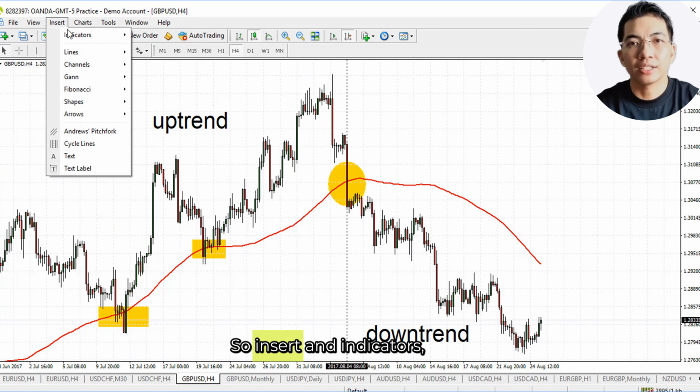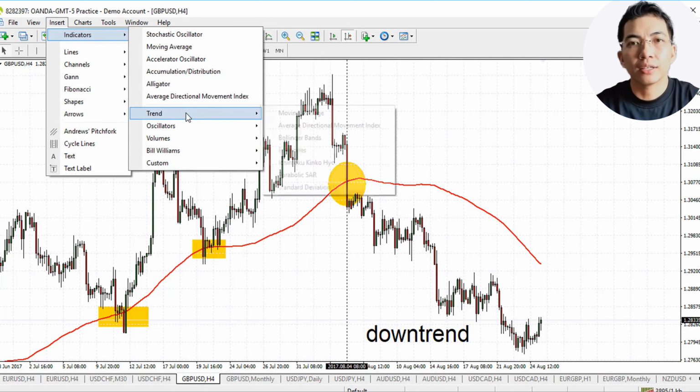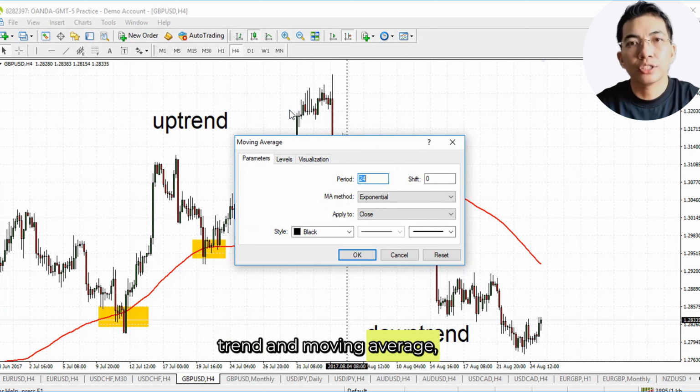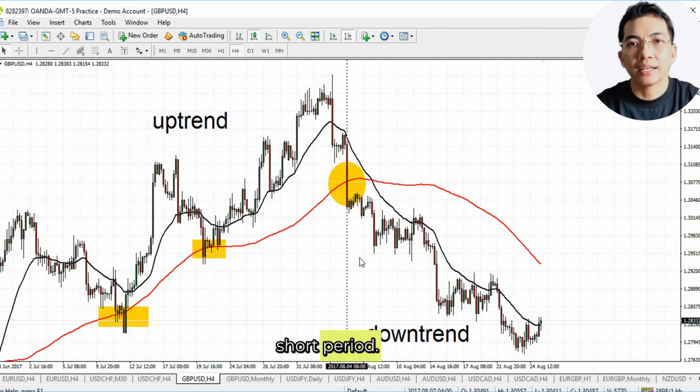So insert, indicators, trend and moving average, and 24 as a period, and I want to get at least an exponential moving average because I have a short period. It is in a way more accurate, but price will break more easily the moving average, and you will get a lot of situations where you need to analyze deeply the market structure to understand if it is a real break or just a temporary retracement from the main trend.